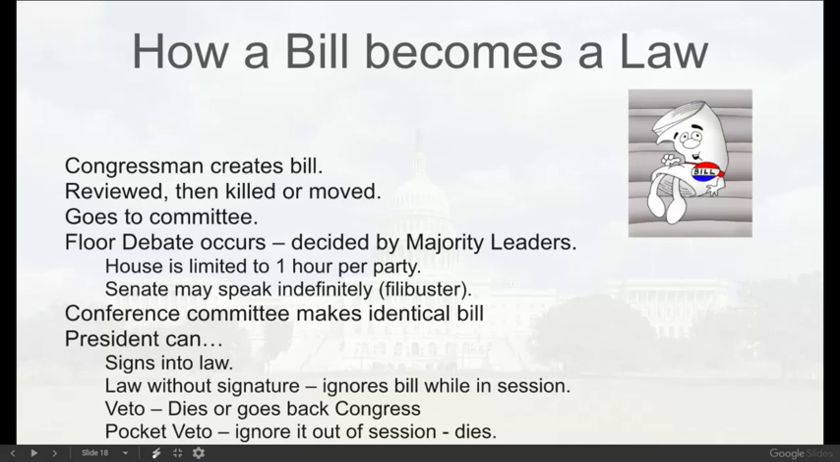And so if it's not identical, and they can't make it identical, they establish what is called a conference committee. The conference committee has members from both the House and the Senate in order to make an identical bill. Once they do that, and a majority of both houses approve, it then goes to the president.